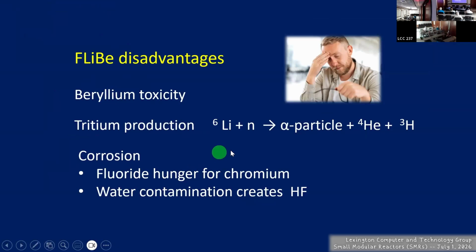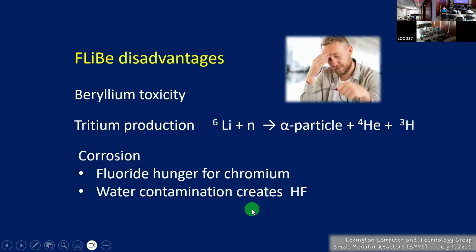And the lithium produces tritium, which can be a problem. If your lithium is hit by a neutron, it gives off an alpha particle, helium-4, and some tritium. The fluoride in there has a hunger for chromium. It extracts out the chromium, and you get chromium fluoride. Chromium is part of, especially, stainless steel.